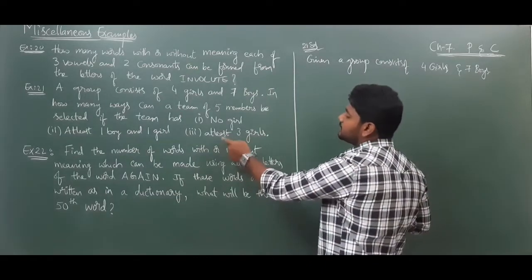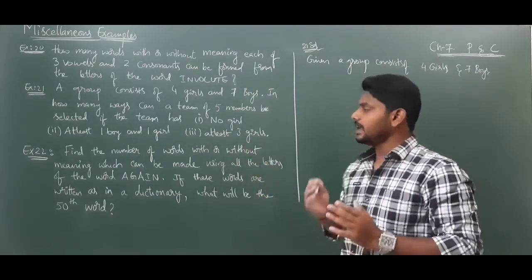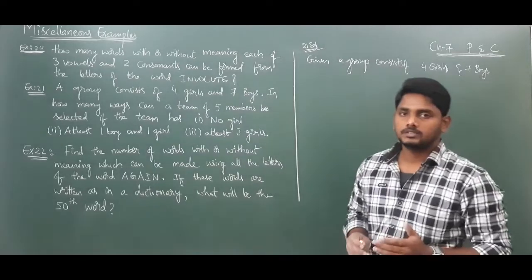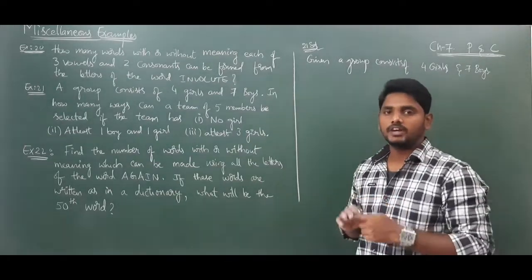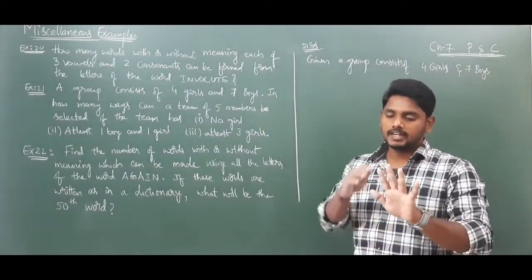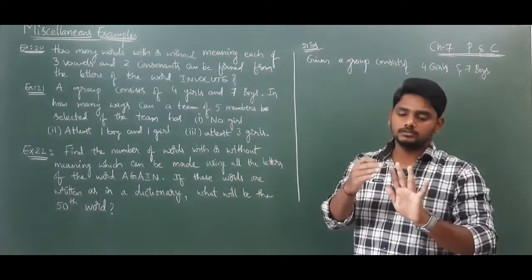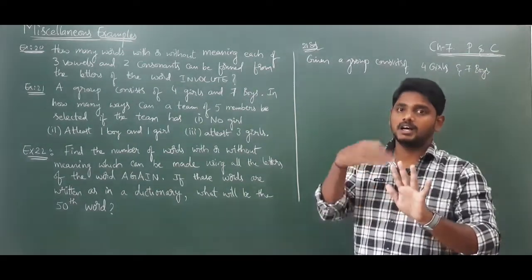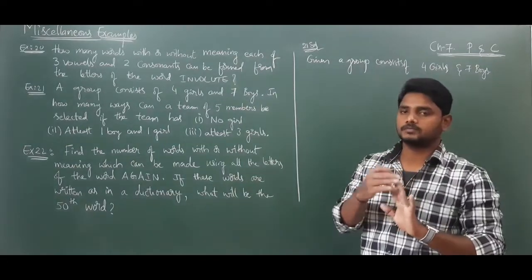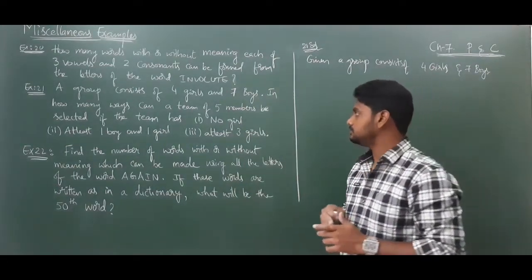Now, after that, at least 3 girls. At least means 3 or more. Out of 5, at least 3 means either 3 or more. 3 is one case. After that, 4 is also one case. So all those cases we need to solve.